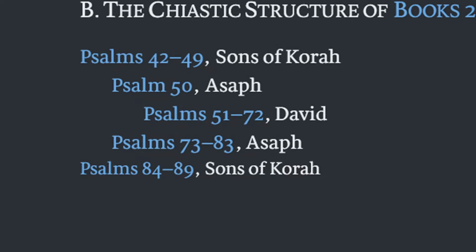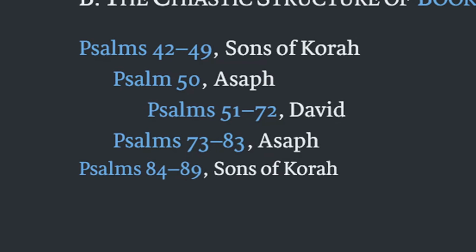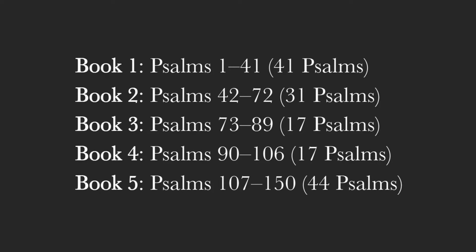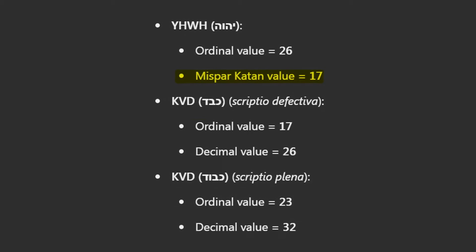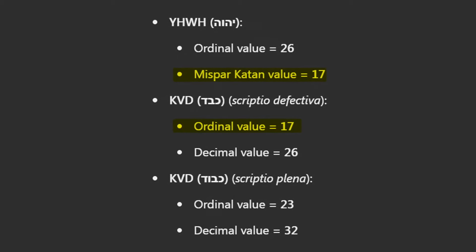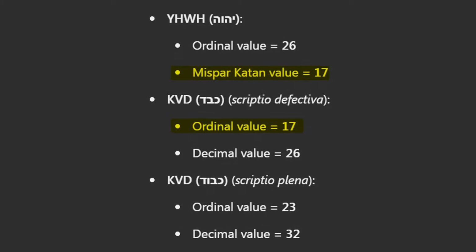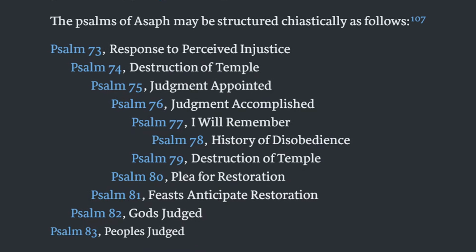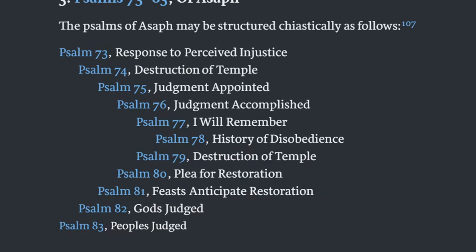But today, we want to focus on the Psalms of Asaph in Book 3. As a side note, by the way, Book 3 contains 17 psalms. So does Book 4. 17 is one of the values of the divine name Yahweh, and the Hebrew term for glory, kavod. But back to the Psalms of Asaph in Book 3, again, Hamilton notes that collectively they're chiastic.